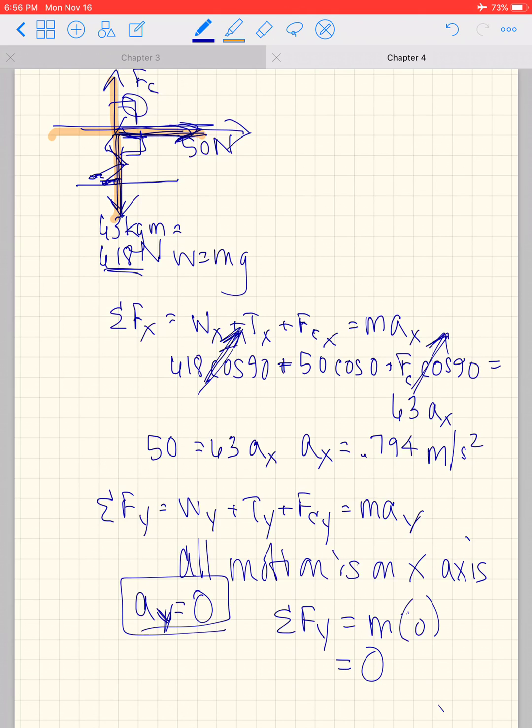The nice thing is I get to ignore all of that. So my a sub x is my acceleration. I have found the answer when I found a sub x. Now that's a lot to digest today. I'm not going to expect you to do any problems with this. You do have the weight problem.